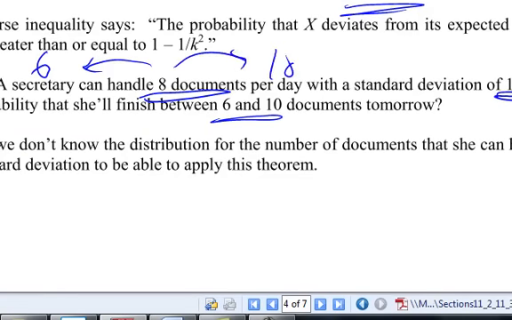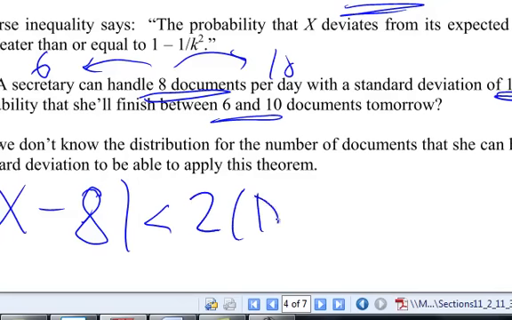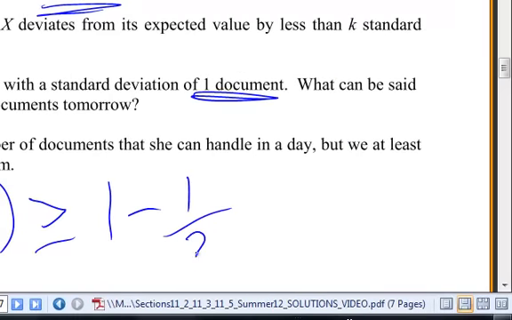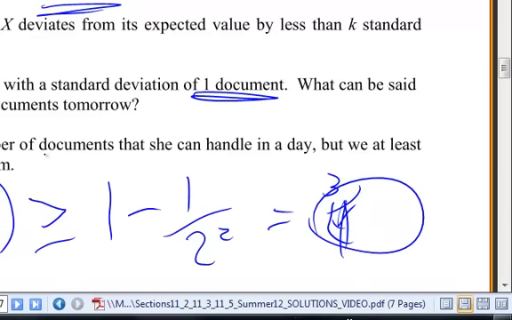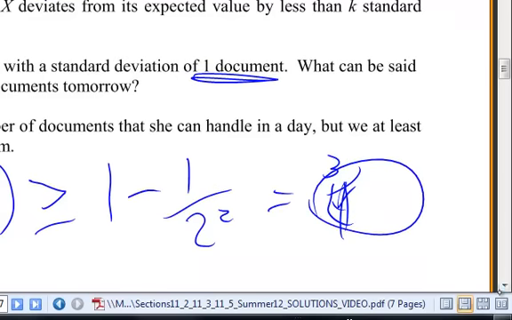So we're answering: what's the probability that the number of documents she'll finish, where the mean is 8, is within 2 times 1, that is, within 2 standard deviations? That's bigger than or equal to 1 minus 1 over k squared. K is 2, so that's equal to 3/4. So there's at least a 3/4 probability that she'll finish between 6 and 10 documents tomorrow. Again, if I knew the distribution, I could find out exactly, but this is just an estimate.